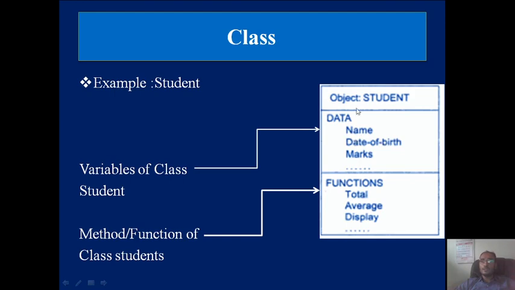All these three, name, date of birth and marks, are considered variables or data members of class student. To operate upon all these data members, we have functions. For example, if we have marks of different subjects, we can calculate total marks, calculate the average of marks, and display marks, date of birth and name. So all these three, total, average and display, are known as methods or functions of class student.